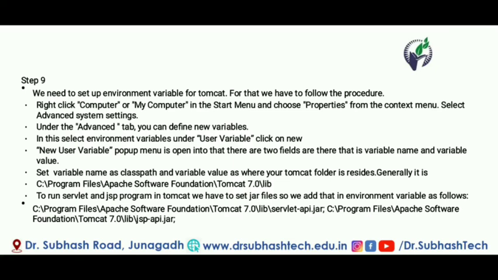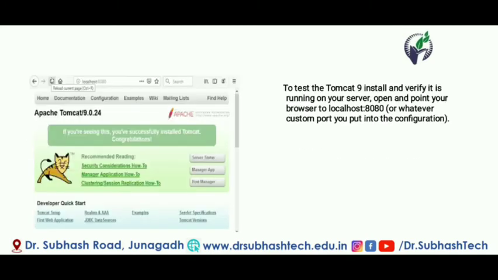Then, to run JSP and Servlet programs, two jar files are needed. So we copy these jar files into our environment variable. The complete path looks like C, Program Files, Apache Software Foundation, Tomcat, lib, servlet-api.jar. Then again, we copy the C, Program Files, Apache Software Foundation, Tomcat, lib path, and after that jsp-api.jar is the jar file we need. So this is the complete installation process of Tomcat.